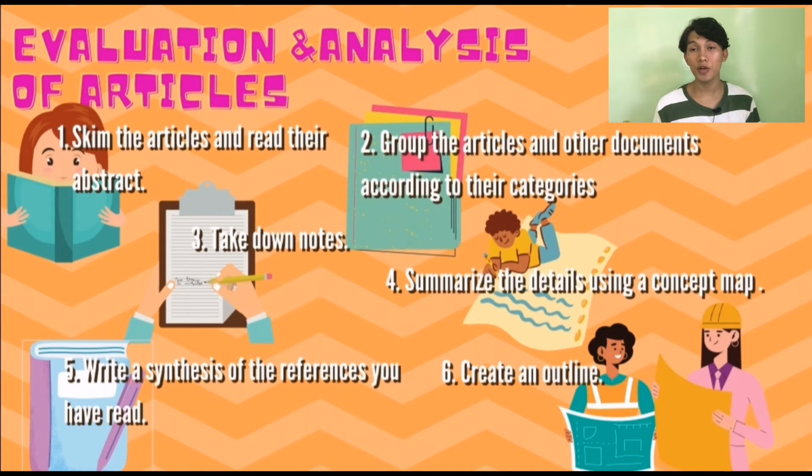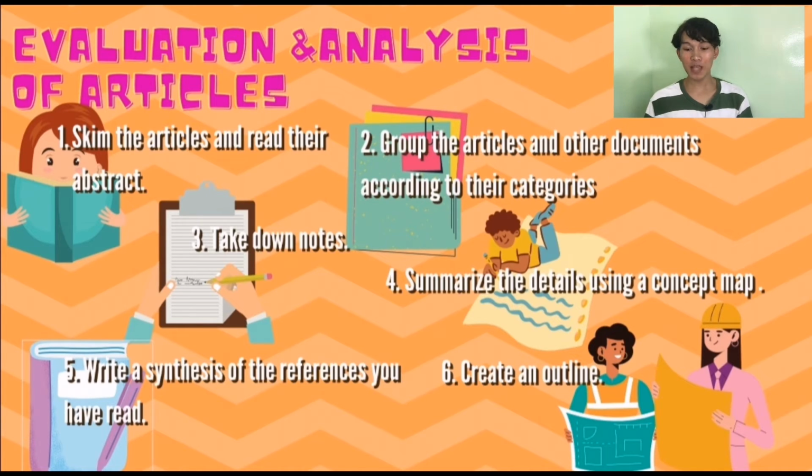The second part is the evaluation and analysis of articles. Once you have identified and obtained the articles for your review, analyze them before writing the actual literature review. You may use the following steps. First, skim the articles and read their abstracts. Number 2 is to group the articles and other documents according to their category so that it will be easy for you. And number 3 is to take down notes. Focus on the research questions, methodology used, major findings, and their explanations and conclusions.